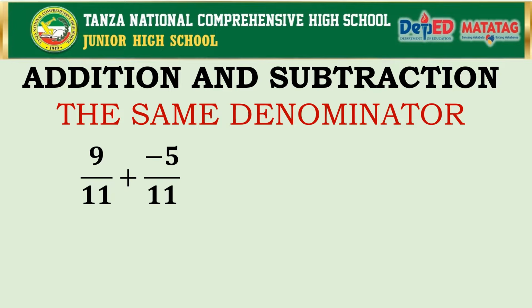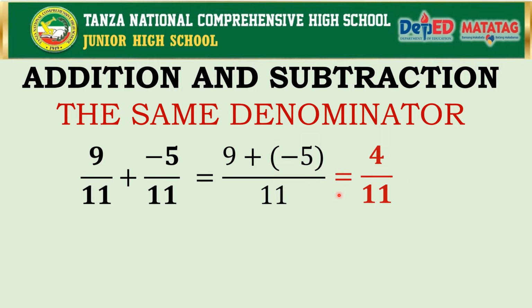So kapag pareho ang denominator, kayo po ay nag-a-add or nagma-minus, simply kopyahin lang ang denominator, yung common denominator sa ilalim, and then add or subtract only your numerator. So if we are to add 9 and negative 5, so nag-add tayo ng integers, magkaiba ng sign, so ima-minus, kopyahin ang sign ng mas malaking number. That will give you positive 4 over 11.